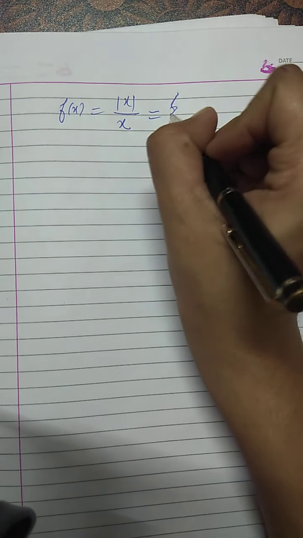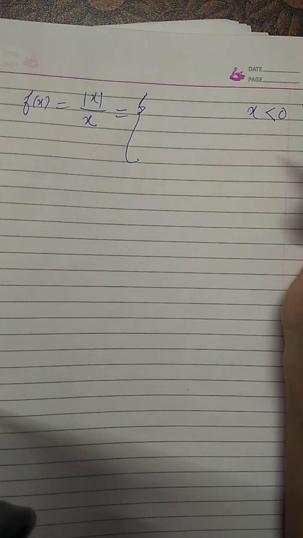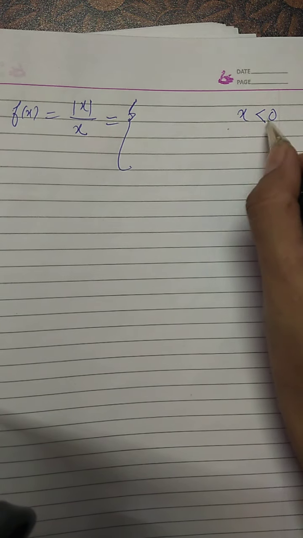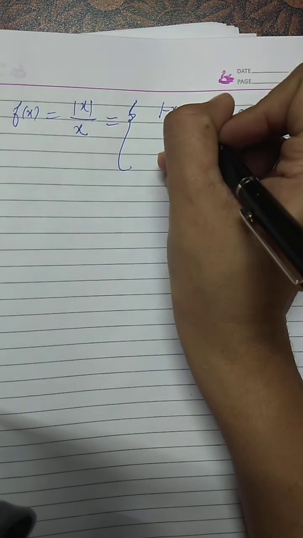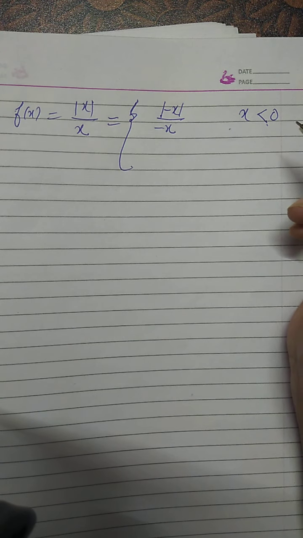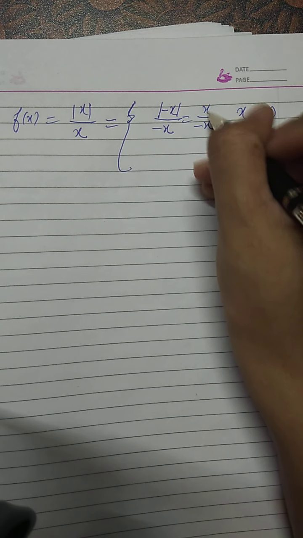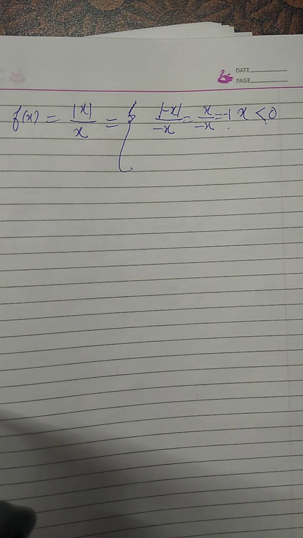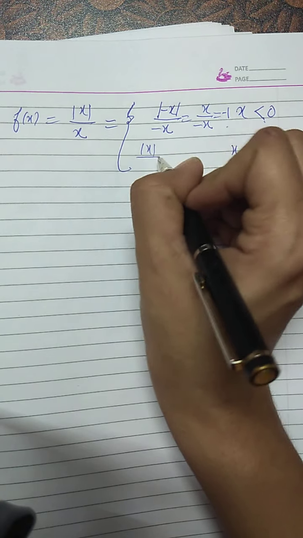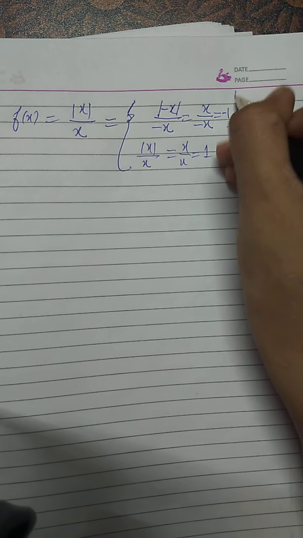So when x is less than 0, I cannot take equality; it will be a strict inequality for both cases, because when x equals 0 the value is already given as 0. So when x is less than 0, I will have mod of x upon x, where mod of x is minus x, because x is less than 0. So minus x upon x gives me minus 1 directly. And when x is greater than 0, I get mod of x upon x, where x is positive, so it gives me x upon x, that is 1.